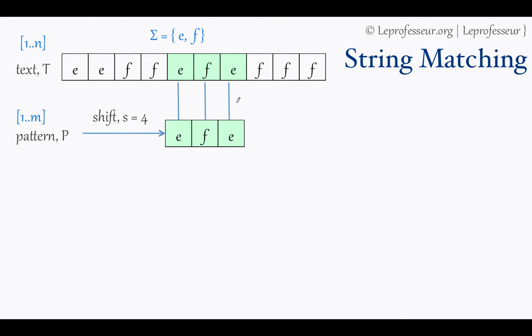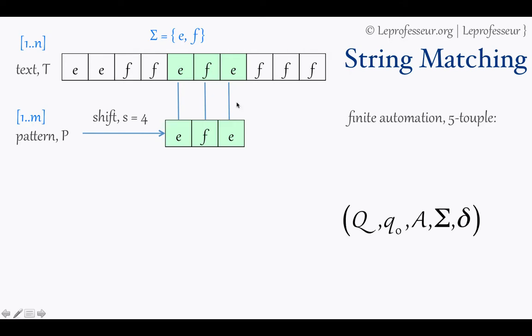In this lecture, we're going to be focusing on another class of algorithms which we call finite automata or finite automation based algorithms. So what essentially is a finite automation, or finite automata? Well, it's a five tuple.